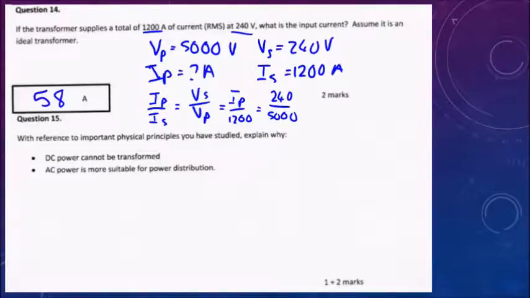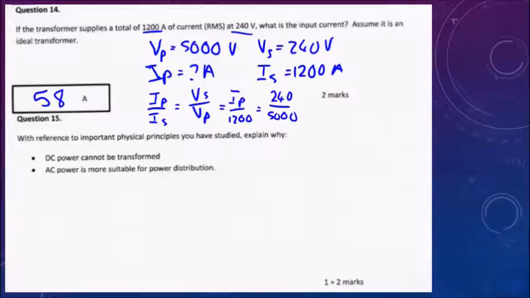Now remember that this should make sense, because when we have high voltages, we're doing that so that we can transmit low currents. You're always going to have a low current in the high voltage side of your transformer and a high current in the low voltage side.